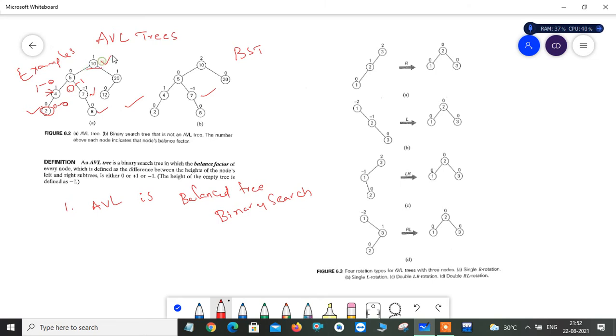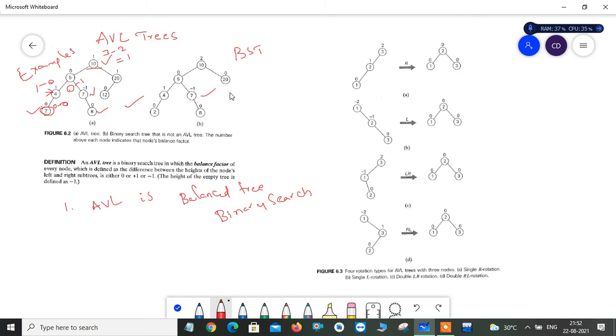Now let's see this level. How can you find the balancing factor for this node? You have to take the height of the left subtree, which is 1, 2, 3. Now coming to the right side, the height of the right subtree is 1, 2. So you take 3 minus 2 equals 1. In this way you can find the balancing factor for each and every node in your AVL tree.